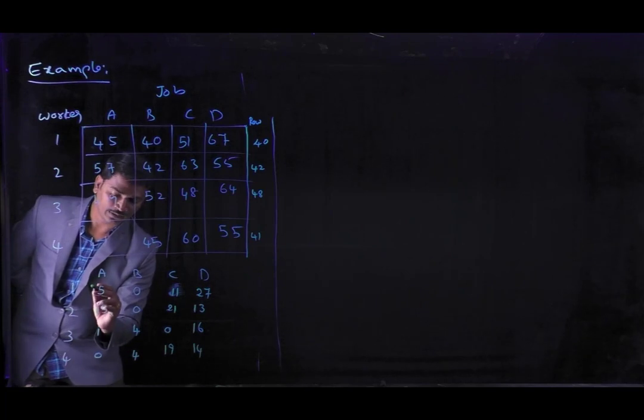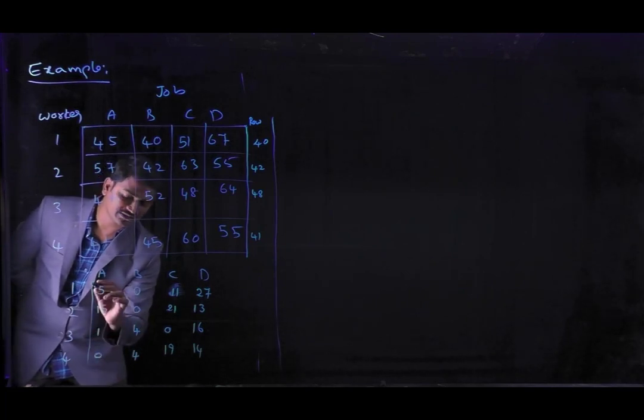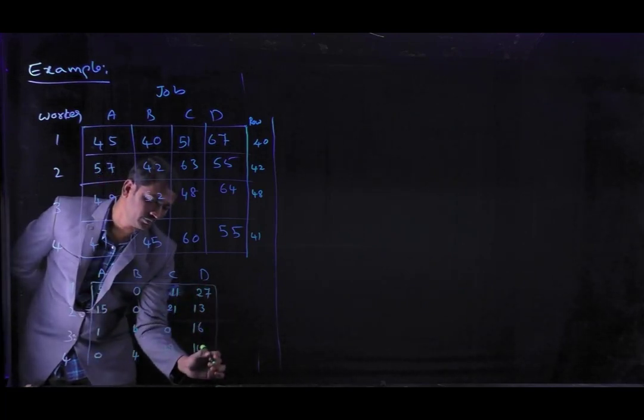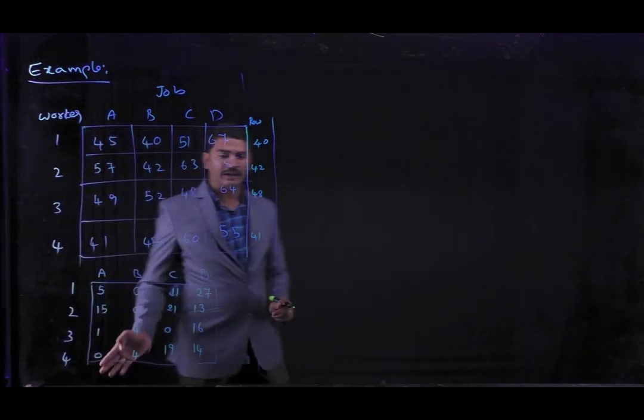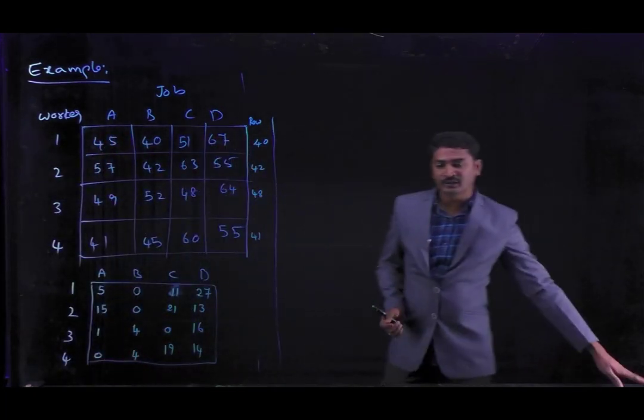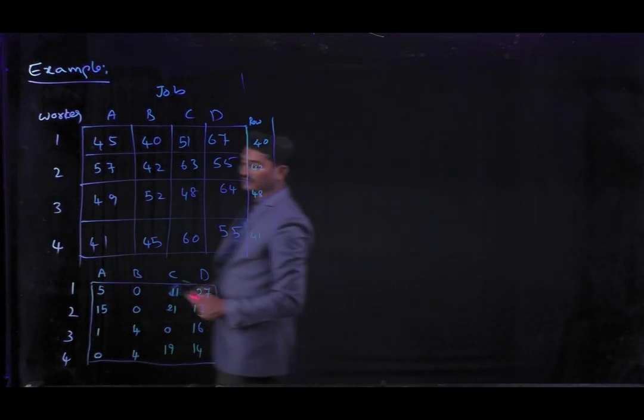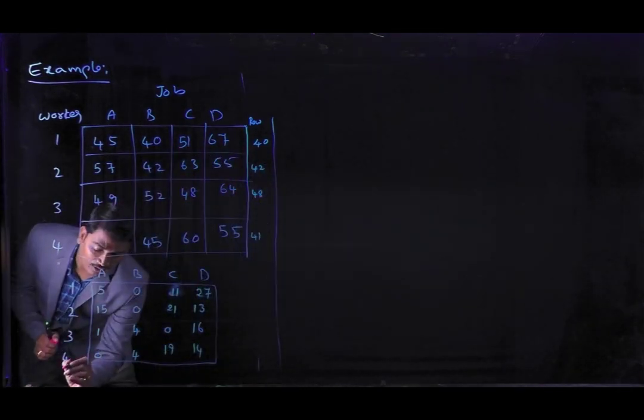Okay, after row subtraction we obtain this table. Here again we are going to identify the minimum values. It is step 2. We are going to identify the column minimum.